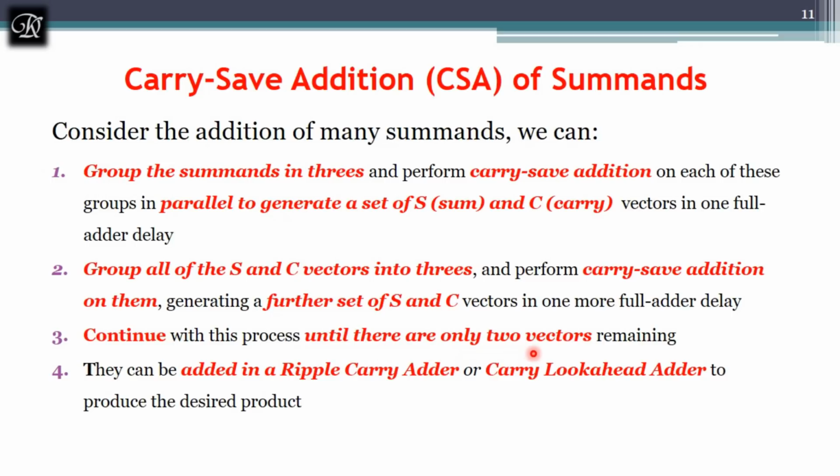There should be only 2 vectors left out, that is sum and carry. It should not be sub sums, sub carries, and they can be added in the ripple carry adder. We have already designed a ripple carry adder or carry look ahead adder. We have designed these things, so with the help of this we can add these things. So we need not design a new circuit for this. We can make use of the same circuits.